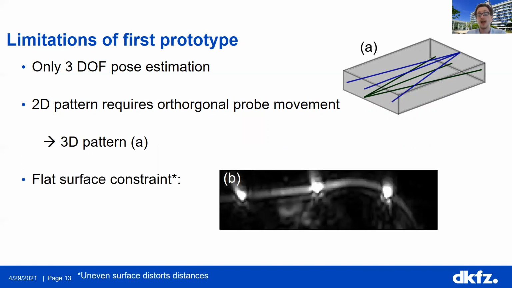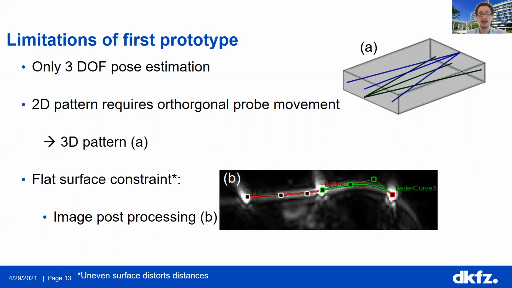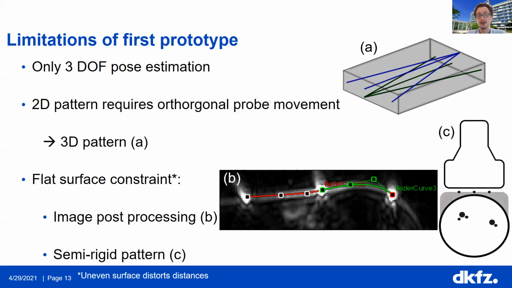Secondly, if we have an uneven surface, the distances between the absorption points get distorted. This could be tackled by a post-processing step. Instead of using the shortest distances between the points, we could calculate the geodesic distance, for example, approximate the skin between the points with a Bézier curve or spline. Or one could think about a semi-rigid pattern where we have a rigid flat pattern, and underneath we have a flexible gel pad which accounts for anatomical unevenness.